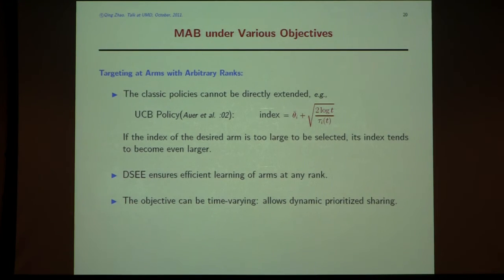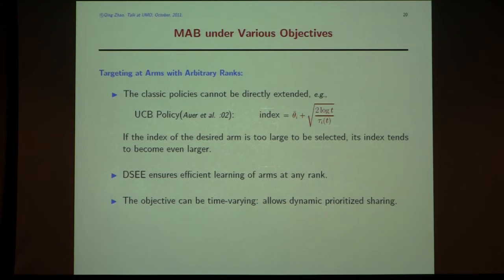If you want to identify, say, the second best arm, then the classic result we just mentioned won't give you that. So for example, the UCB policy we mentioned, we compute the index, we always play the arm with the largest index. That's when we want the best arm. So now if you want the second best arm, what do you do? You play the arm with the second largest index. That's one way to do it. But that won't work. Why is that?